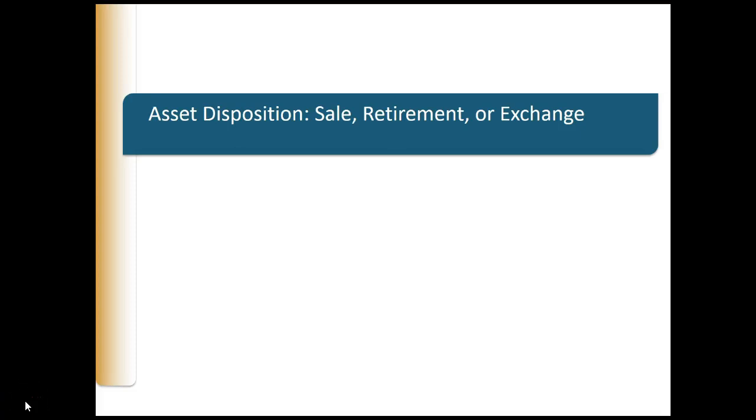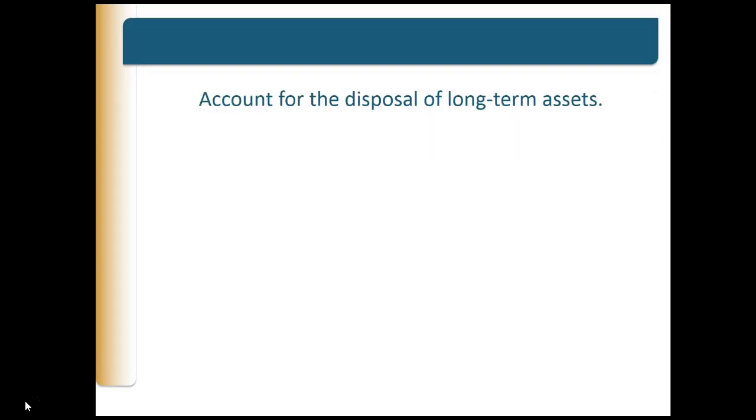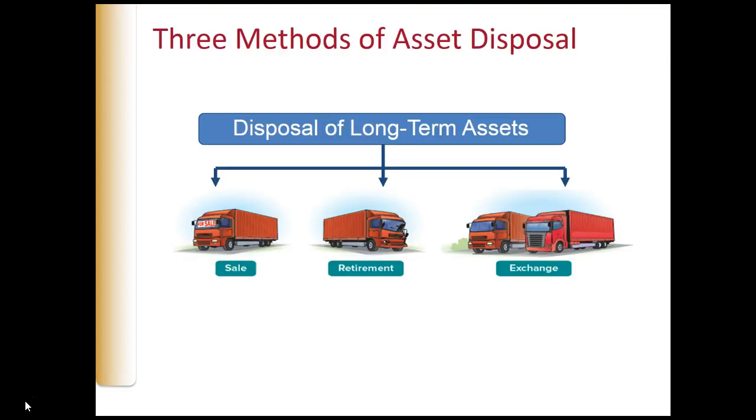This section will talk about asset disposition, whether we sell it, retire it, or potentially exchange it. So how do we account for the disposal of long-term assets? This slide shows 3 different ways an asset can be disposed of. Long-term assets can be sold, they can be retired, or they can be exchanged for other assets.